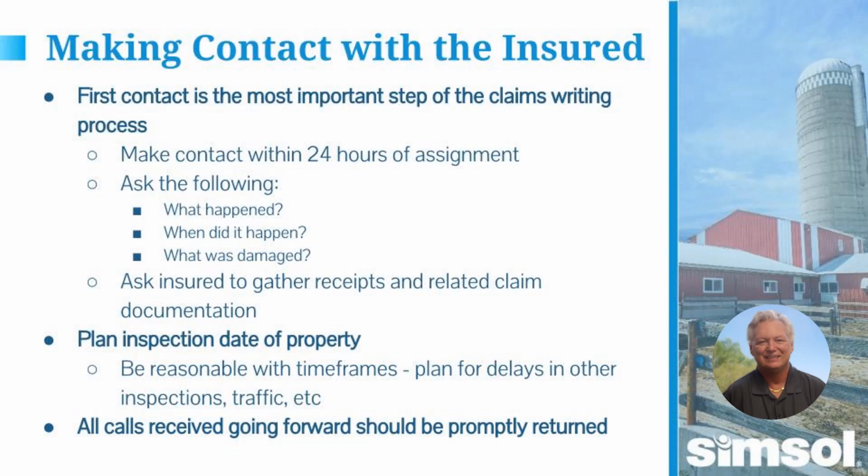Well, I always ask the insured what happened, when did it happen, and what was damaged associated to each building. And then the adjuster can plan his inspection on the property accordingly. The adjuster can inform the insured to have all the receipts and all related documentation for any of the prior losses. And we want to set a realistic time for inspection.